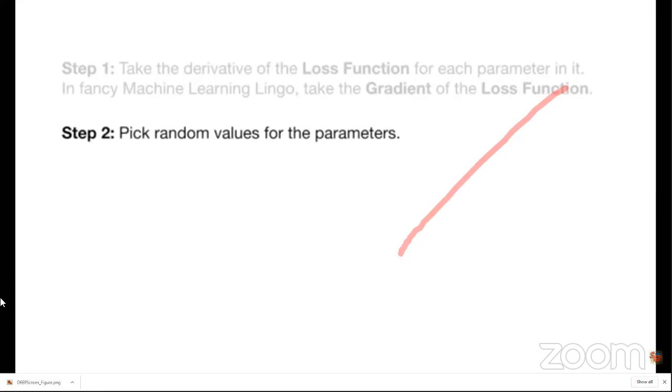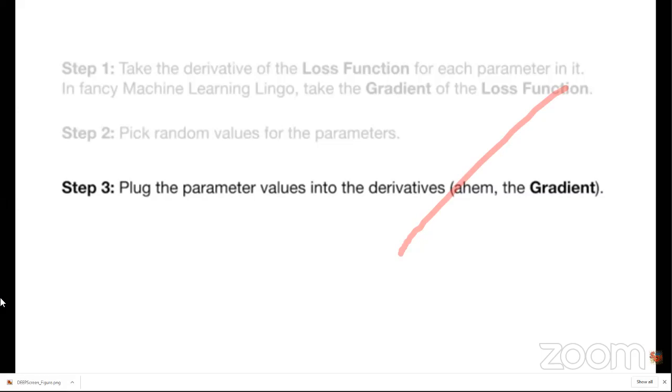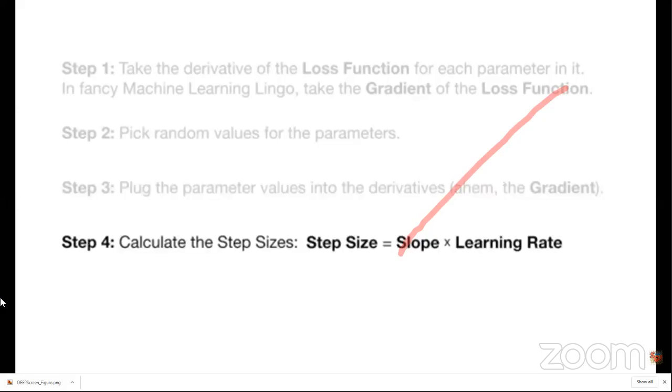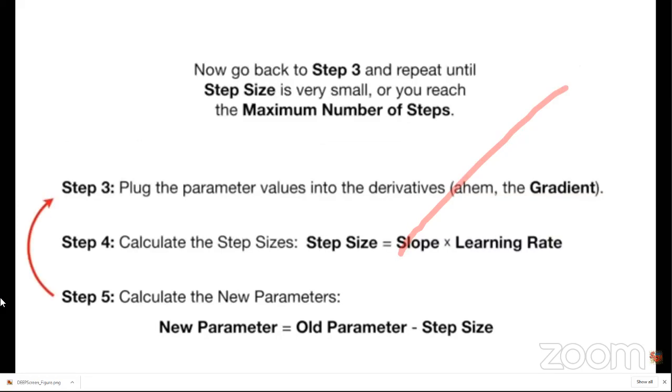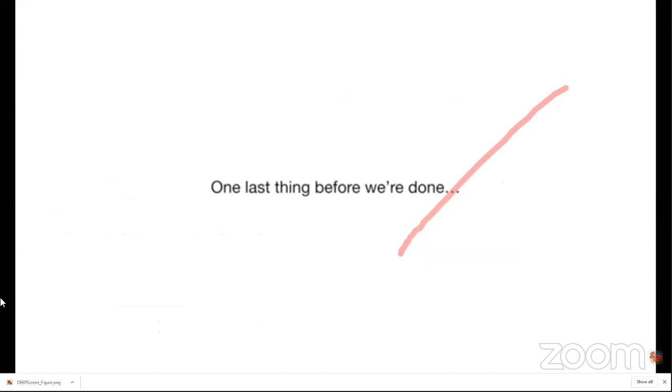Step 3. Plug the parameter values into the derivatives, the gradient. Step 4. Calculate the step sizes. Step 5. Calculate the new parameters. Now go back to step 3 and repeat until step size is very small or you reach the maximum number of steps. One last thing before we're done.